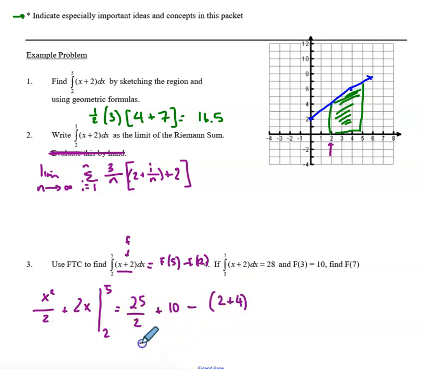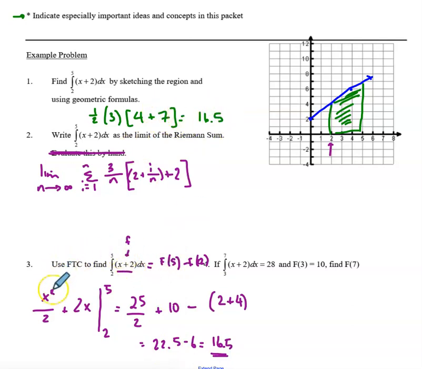So now when I simplify this, I get 12.5 plus 10 is 22.5, 22.5 minus 6, which gets me to 16.5, which is exactly what I had when I took the known geometric shapes.